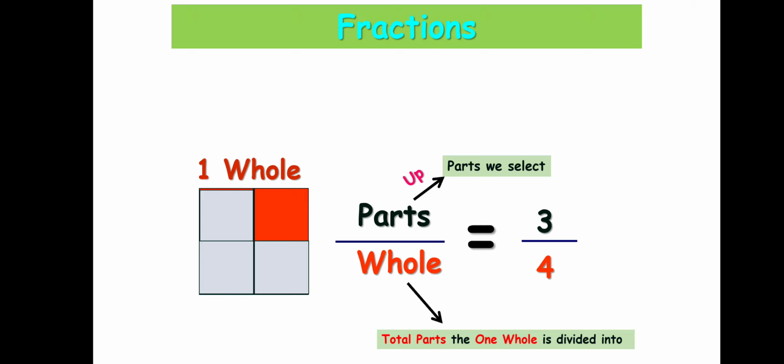The number I write up, which means the parts I select, I call it numerator. Okay, and the number that I write down, I call it denominator. So we have numerator and denominator. Numerator is the parts that we select, and denominator is the total parts in one whole.